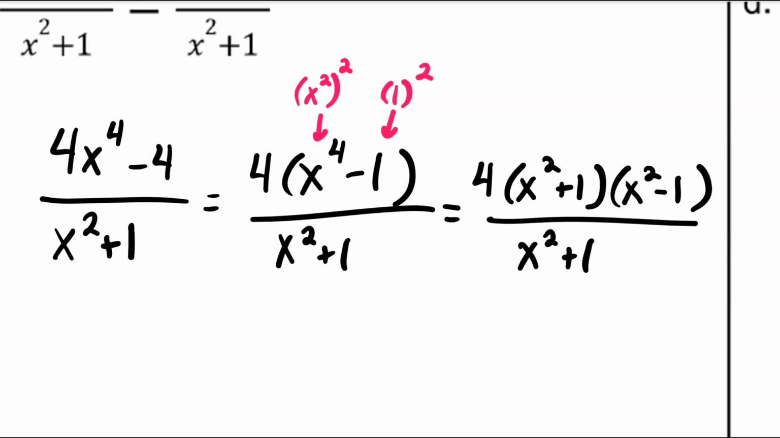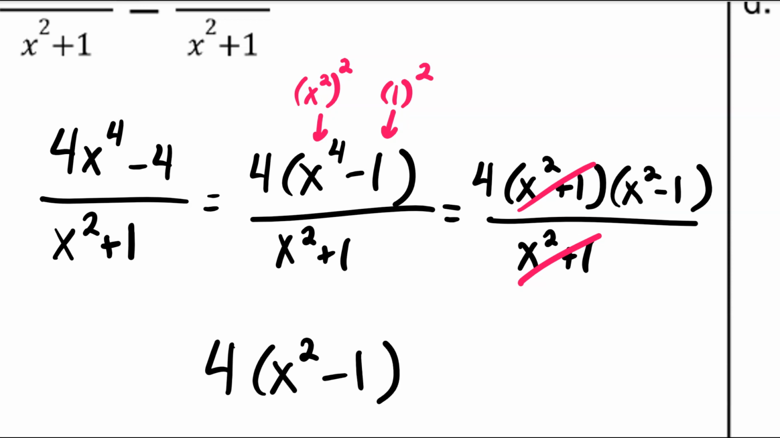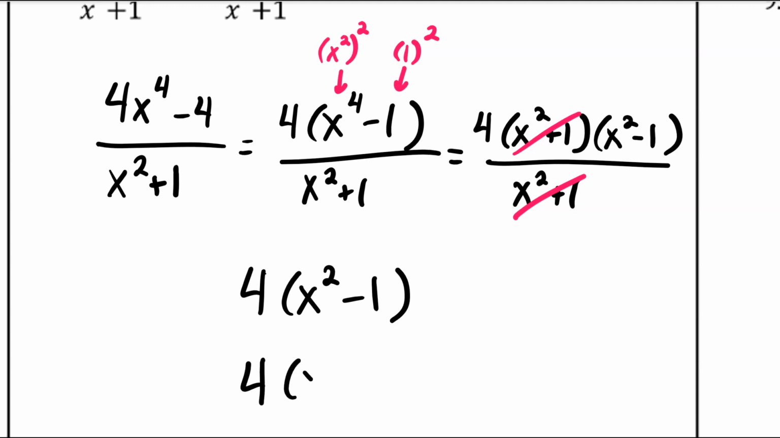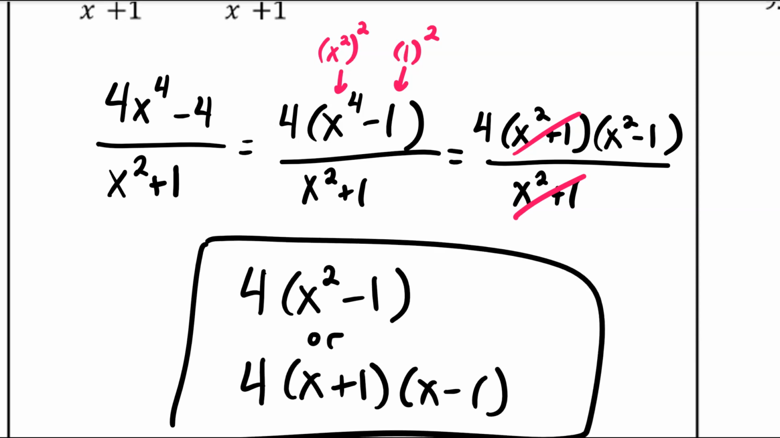Which is pretty nice given what my denominator is, because I notice I have an x squared plus 1 in the numerator and the denominator. So I can reduce that to 1, and all I have is a 1 left in the denominator, so I don't even need to write it. And in the numerator I've got a 4 times an x squared minus 1. Now even if I wanted to factor further, yes, this is still a difference of 2 squares. So if I wanted to write my answer like this, that would be acceptable as well.